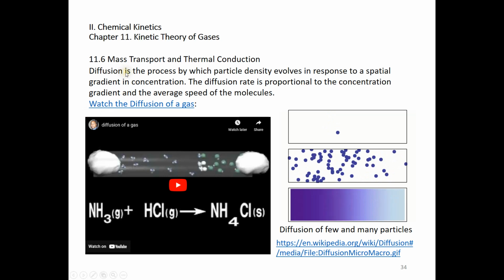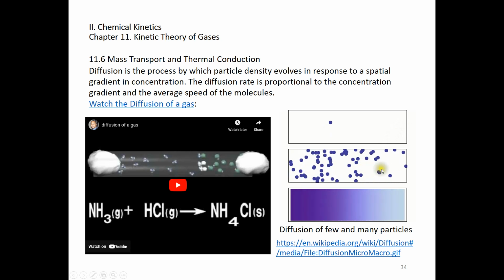Now let's talk about diffusion. Diffusion is the process by which particle density evolves in response to a spatial gradient in concentration. Let's look at this diagram. Over here we have only one particle. At first there was a partition, and this particle can only move in this area. If we remove the partition, this particle can reach the other area here.